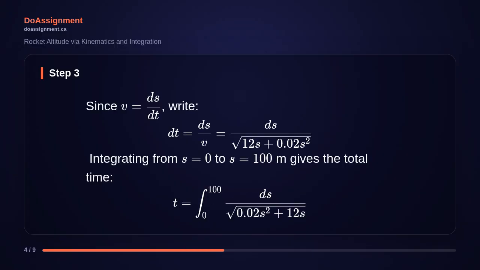Because velocity is ds/dt, we can write dt equals ds over v. Substituting our expression for v, the time to reach 100 meters is the integral from 0 to 100 of ds divided by the square root of 0.02 s squared plus 12s.